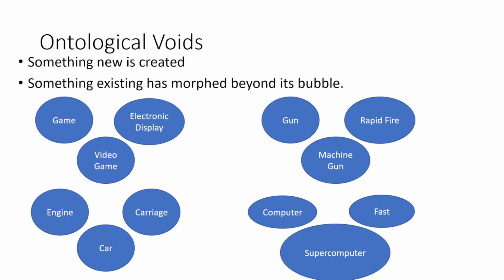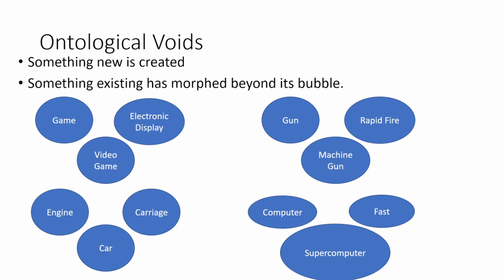So when we have ontological voids, they occur most often when something new is created and no word exists for it yet, or something existing has morphed beyond its bubble. So it kind of demands a new word to describe it. This is similar to something new being created, except it's not completely new. It's kind of an evolution of something existing. So I have 4 examples here.